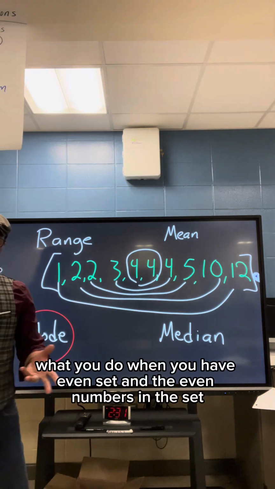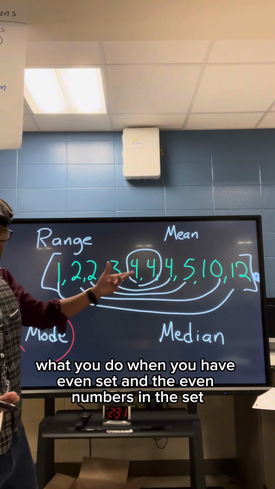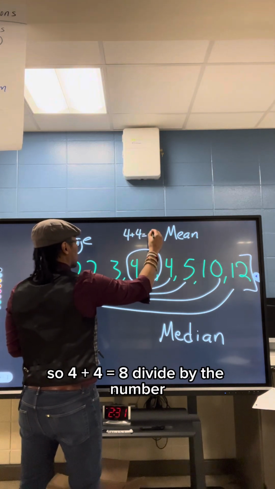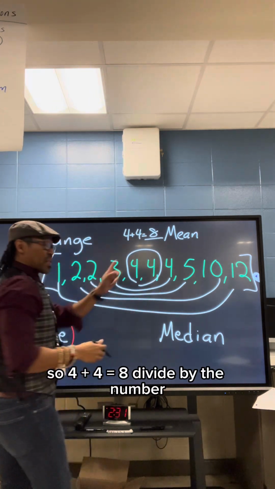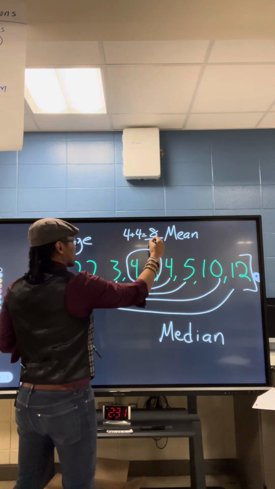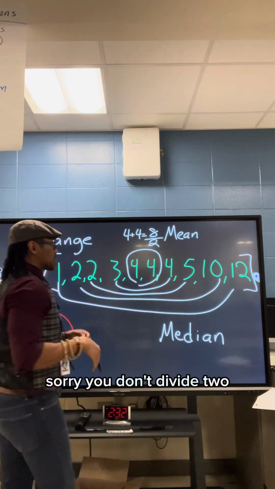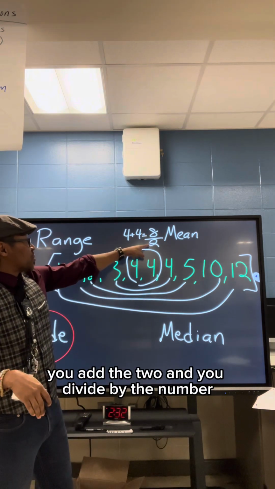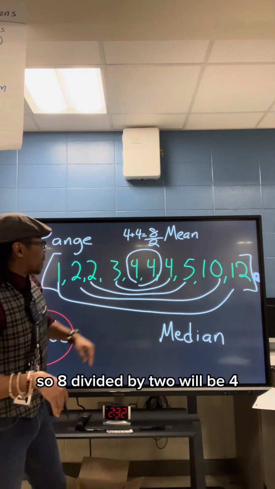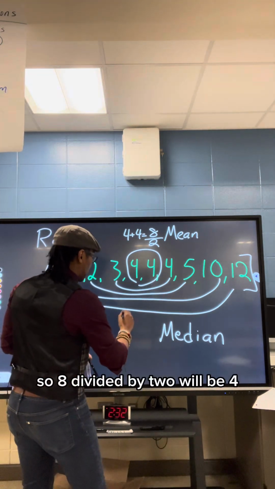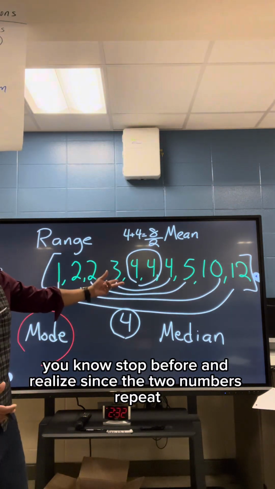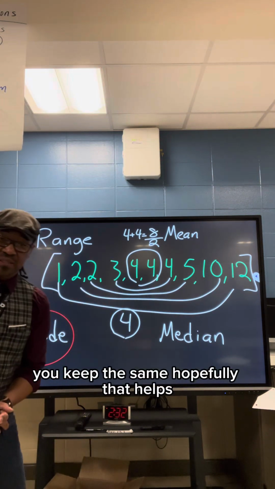What you do when you have an even set of numbers, you add the 2 numbers in the middle. So 4 plus 4 equals 8. Divide by the number. So now we're going back to mean. Sorry, you don't divide the 2. You add the 2 and you divide by the number. We have 2 numbers in the median. So 8 divided by 2 will be 4. And some of you will be able to stop before and realize since the 2 numbers repeat, you keep the same. Hopefully that helps.